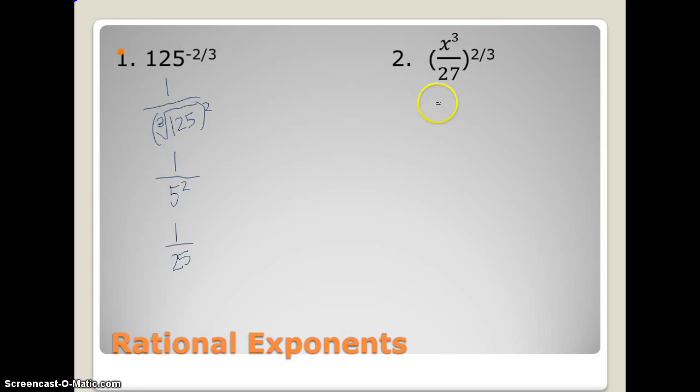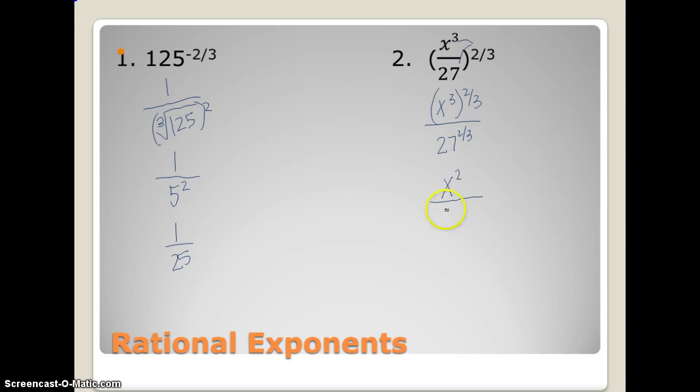Looking at number 2, we have (x^3 divided by 27) raised to 2/3. Okay, so we have to take this and distribute it to the top and the bottom. So we have x cubed to the 2/3 over 27 to the 2/3. Whenever we have our parentheses, we multiply. So 3 times 2/3 is just x squared.